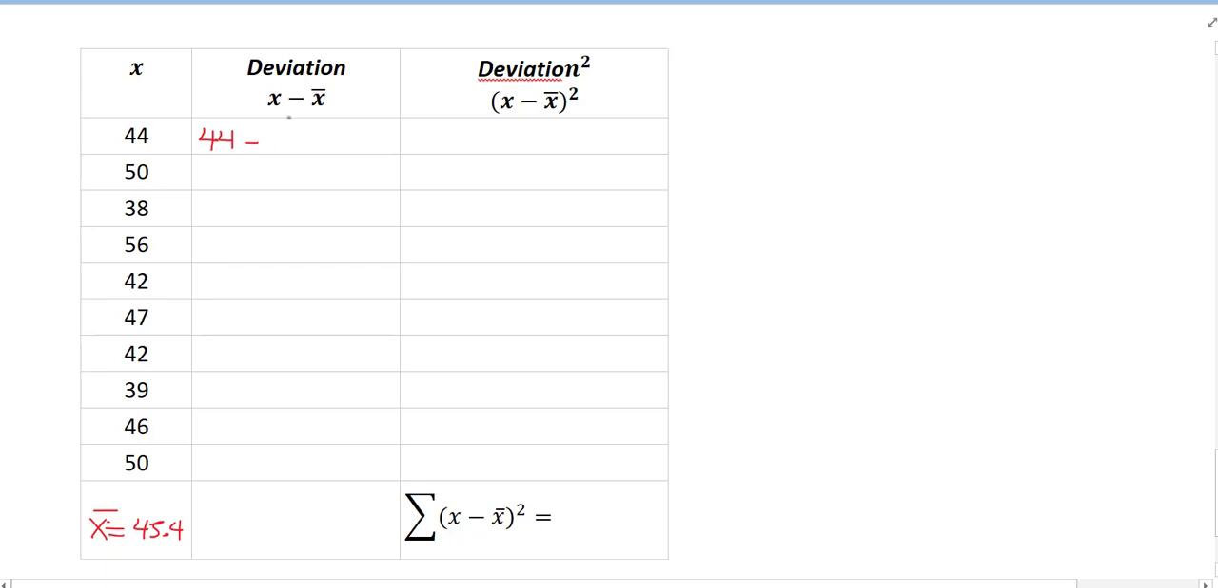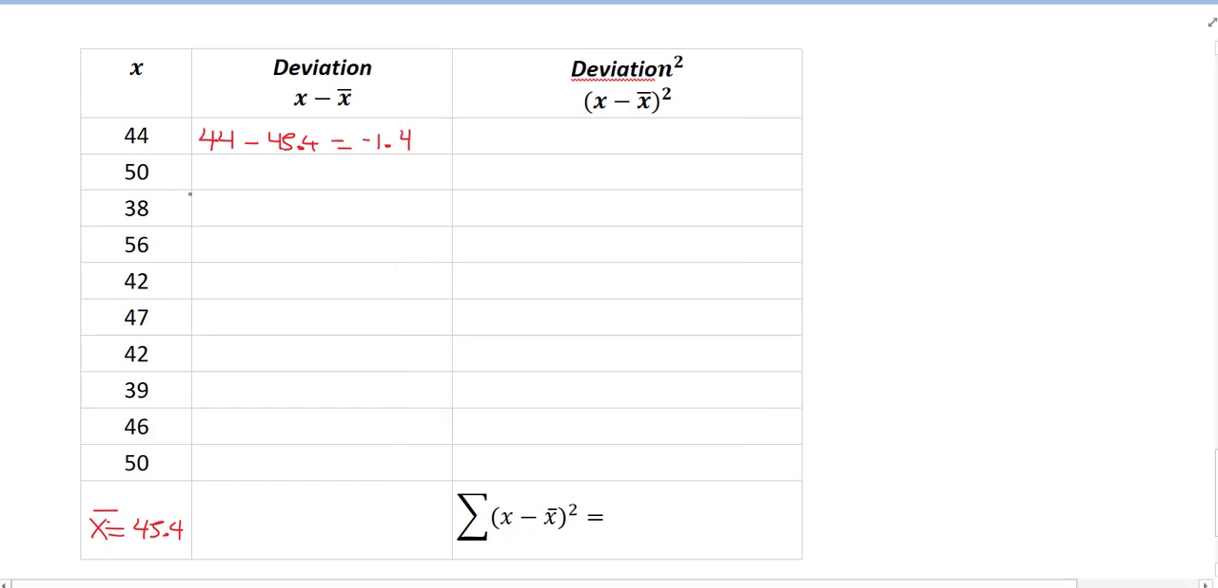So that means I'm going to do 44 minus x bar, which I know is 45.4. And so put that in your calculator. I guess we don't need a calculator for this. So this is negative 1.4. And then the same thing for this one, x minus x bar. So 50 minus 45.4. So what is that? And so we get 4.6. And then 38, this is my x value, minus x bar. X bar is 45.4. And we get negative 7.4, and so on. Let's complete all of these.